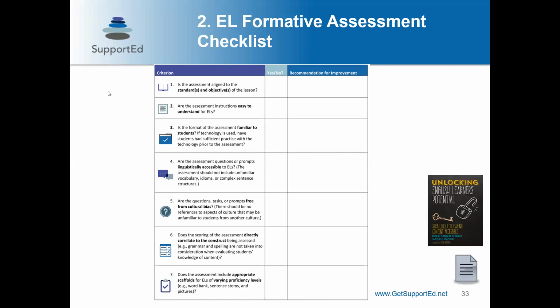And so we've provided some criteria. For example, is the assessment aligned to standards and objectives? Are the instructions easy to understand? Is the format familiar to students? Number 4 is, are the assessment questions linguistically accessible? Number 5 is, are the questions, tasks, or prompts free from cultural bias? Number 6, does the scoring directly correlate to the construct being assessed? And finally, number 7, does it include appropriate scaffolds like we just discussed? So again, please take this and share it and use it in your context.